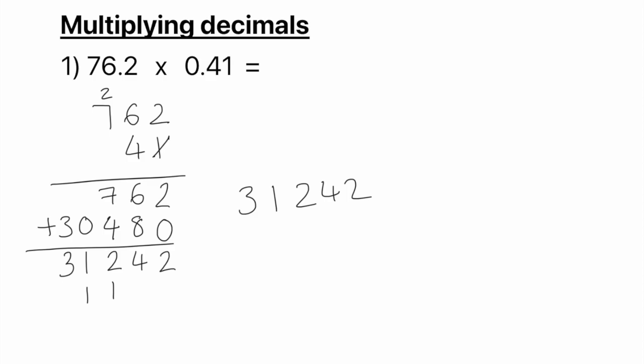We only converted it to a whole number just to make it a bit easier for ourselves. So what we do is we assume this is a whole number, so it would have the decimal on the end, and then we look at how many numbers are after the decimals in the original question, which is 1, 2, and 3. So this means we move this decimal 1, 2, 3 places to the left, making this answer 31.242.